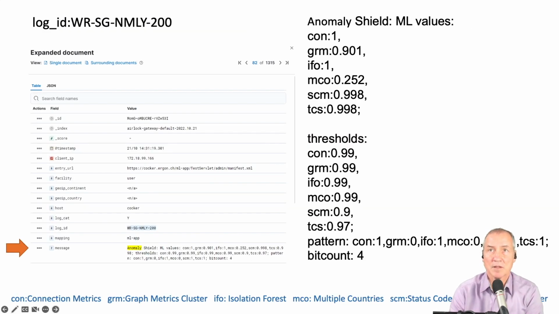Here our second example. We are looking at a 200 log showing how Shield is calculating its response. Connection matrix fired with 1 above threshold of 0.99. Graph matrix cluster is disabled. Isolation forest fired with 1 above threshold of 0.99. Multiple countries is disabled. Status code meta fired with 0.998 above the threshold of 0.9. Timing cluster fired with 0.998 just above threshold of 0.97. We have reached the configured bit count of 4 and our trigger has fired.